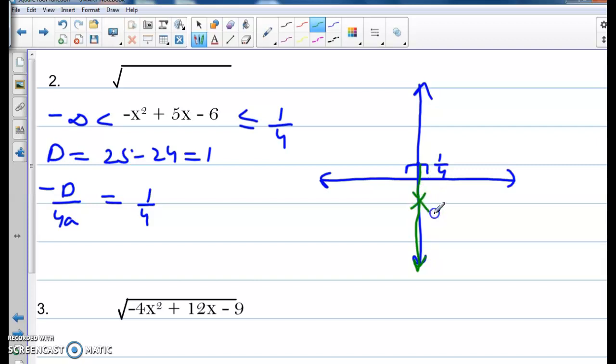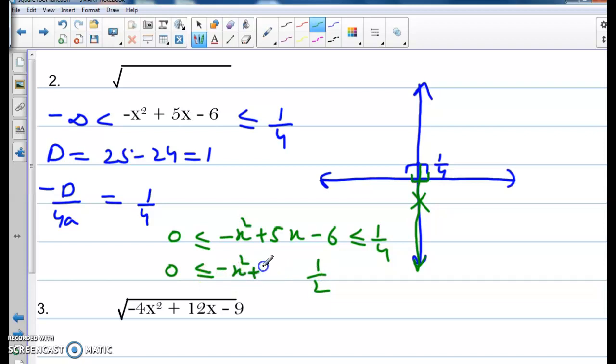For taking the square root, we discard all the negative numbers. We take only from 0 to 1 by 4. So we write 0 less than or equal to minus x square plus 5x minus 6 less than or equal to 1 by 4. Taking the square root on both sides, we get 0 to 1 by 2 as its range. So the range is 0 to 1 by 2 closed.